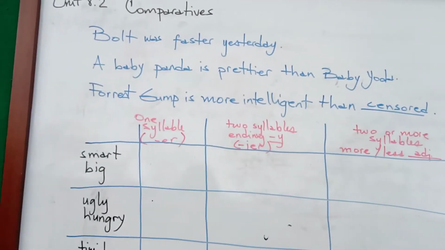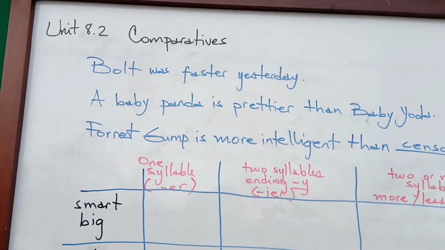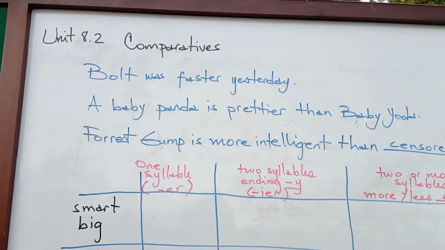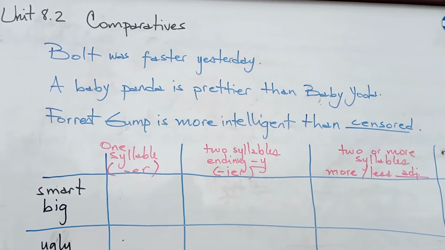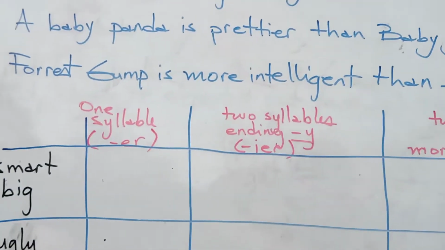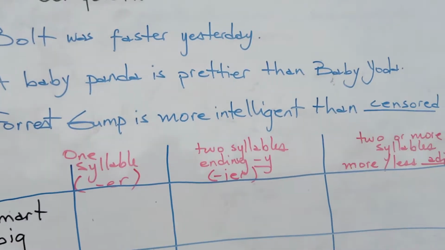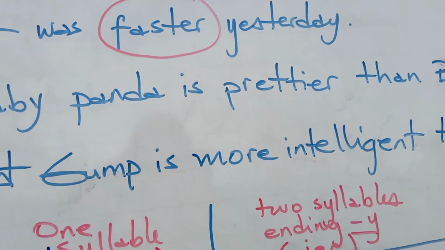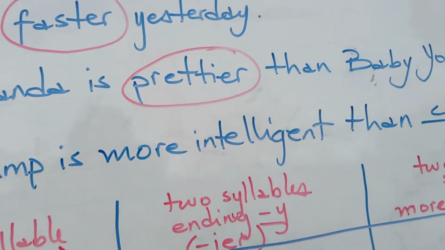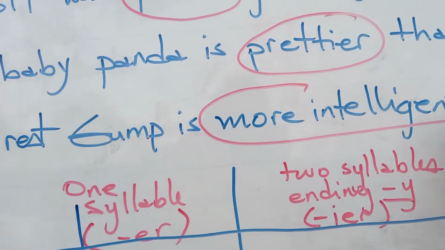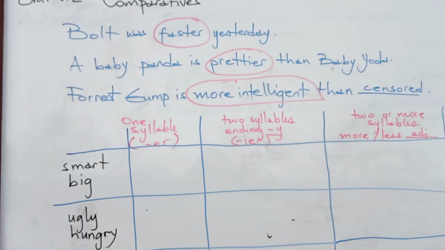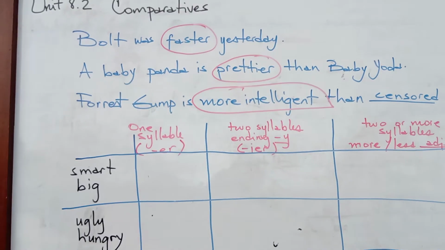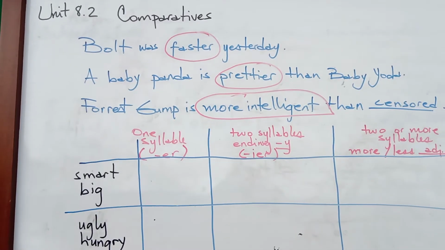Now, here we have some examples. Bolt was faster yesterday. Baby Panda is prettier than Baby Yoda. Forrest Gump is more intelligent than, and you can use the adjective you prefer. Now, the adjectives are this: faster, prettier, and more intelligent. Okay, and we use them to compare people, things, places.